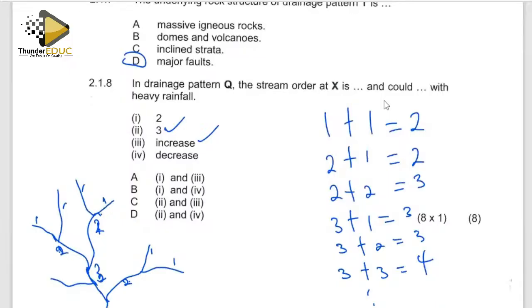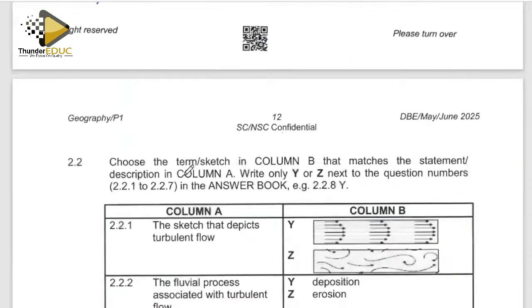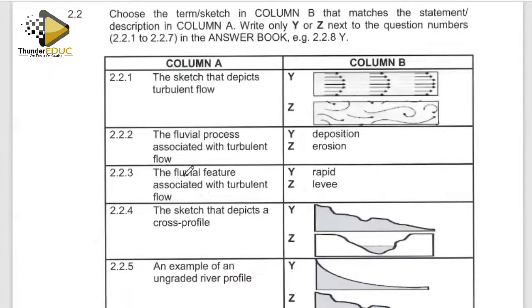So item 2 and item 3. Item 2 and item 3, they are on C. That is the correct response. That takes us to the end of question number 2.1. We need to move on to question 2.2.